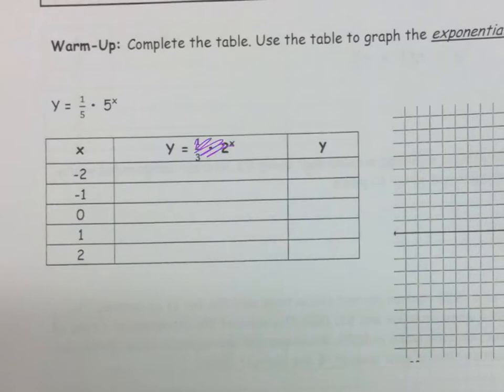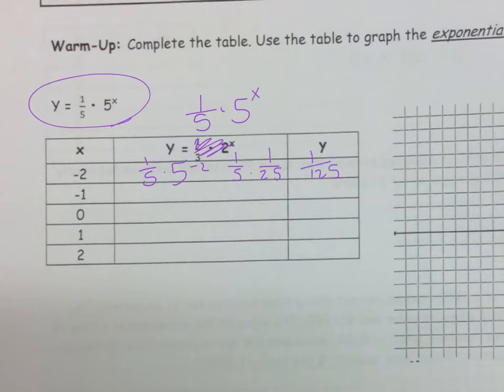We're going to cross this out and put 1/5 times 5 to the x. So we're going to do this function right here. You could do 1/5 times 5 to the -2. Or you can recognize that, well, we can do this anyways. 1/5 times 5 squared is 25. So this would be 1/125, which is incredibly small. It'd be very hard to see that.